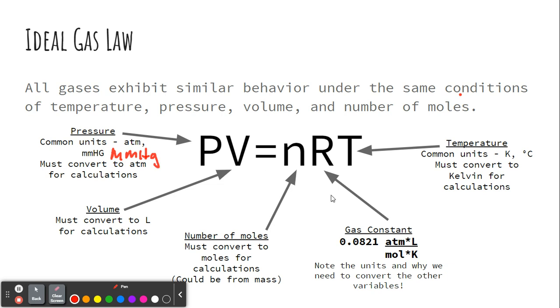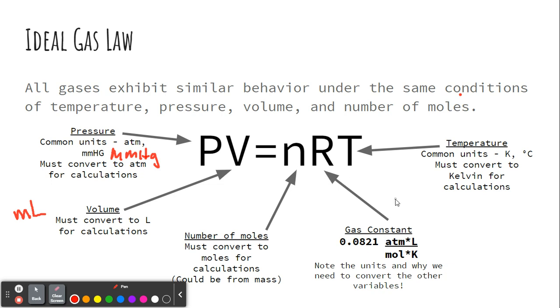Because of the constant that we're going to be using, we have to convert all values to atmospheres when using PV equals nRT. The volume has to be in liters, so you might see in a problem that it's given in milliliters or some other metric unit. We have to get it to liters. Number of moles can be converted from mass if it's provided, but we use moles for lowercase n here. Notice that's the only lowercase letter in the equation.